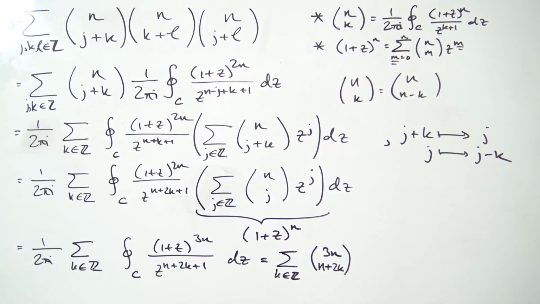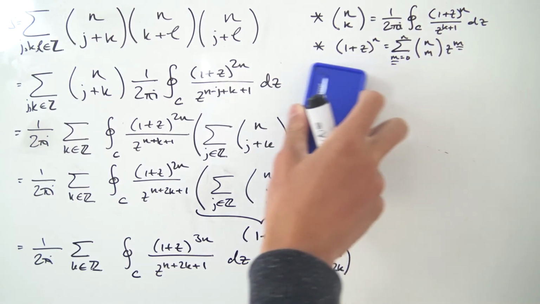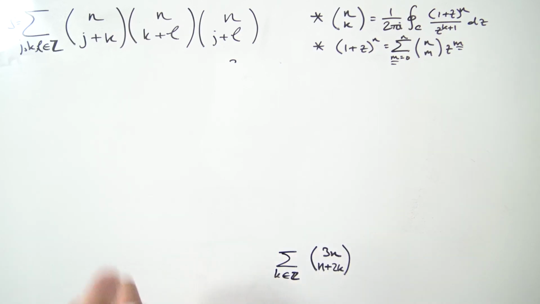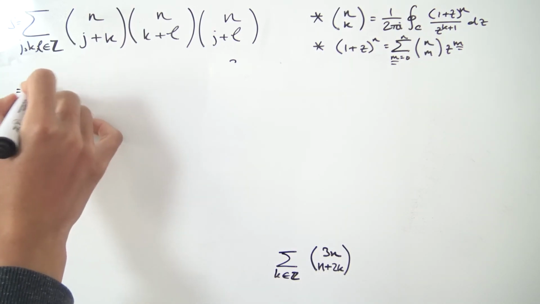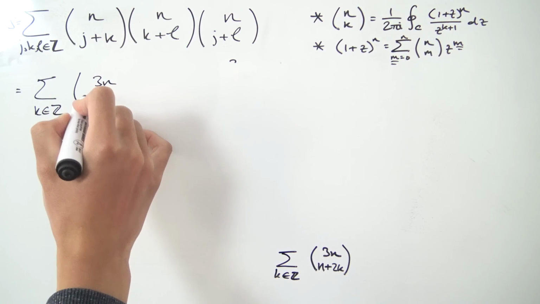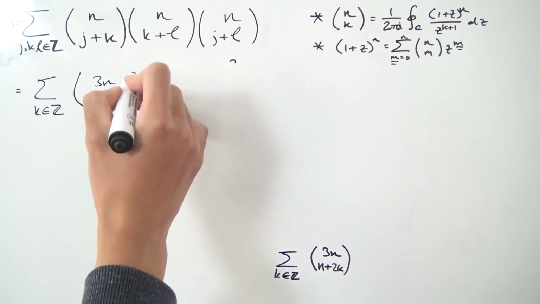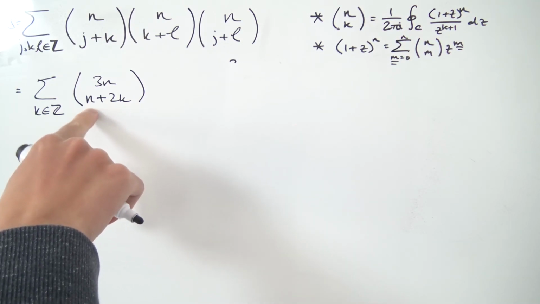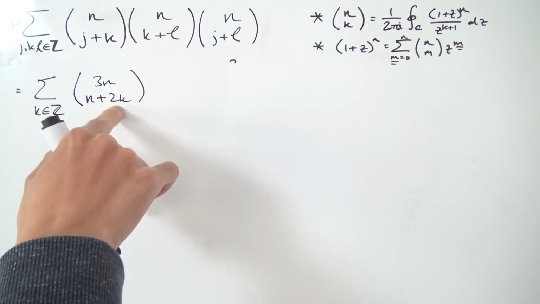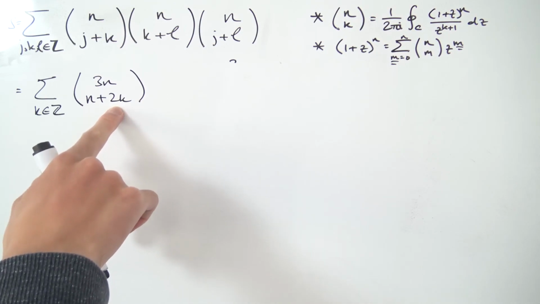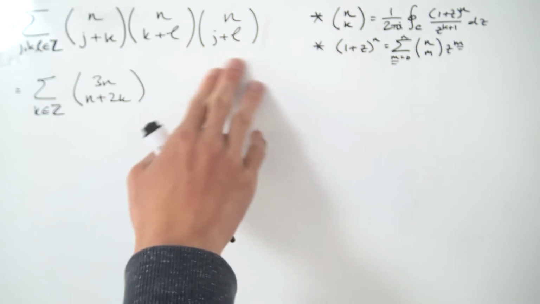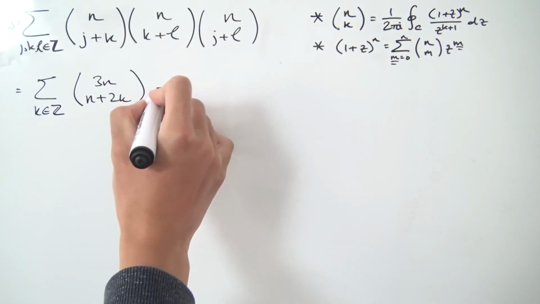Now, how do we finish off from here? What I'm going to do is erase what we have up over here just so we have a little bit more space to work. So this is equal to the sum, k over the integers of 3n choose n plus 2k. Okay, so notice one thing. On this bottom slot, we have n plus something, but that something, namely that 2k, is only ranging over the even integers. So we can actually write this in another way.